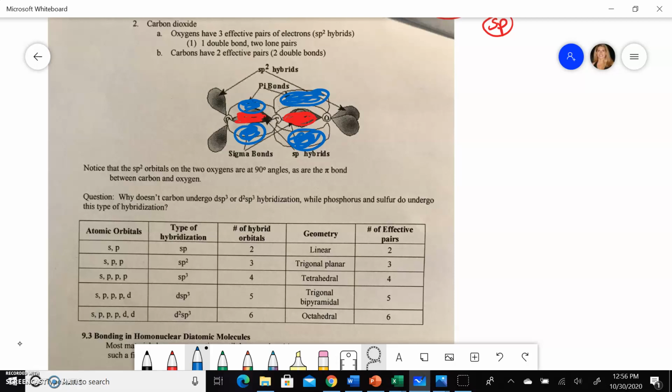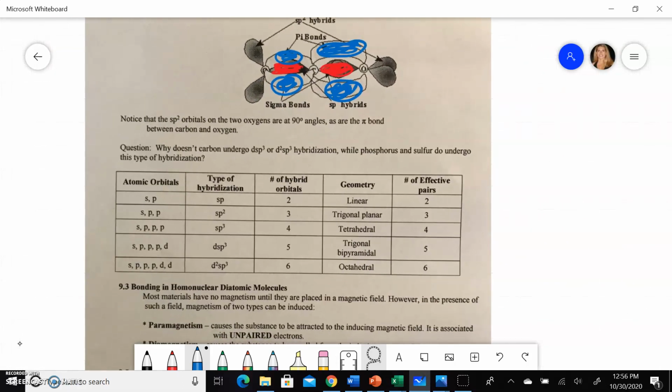And there's a whole lot of pictures in your textbook that can definitely help you. Also, I posted another video, and it's a really great video that shows some animations and some pictures to help you as well.